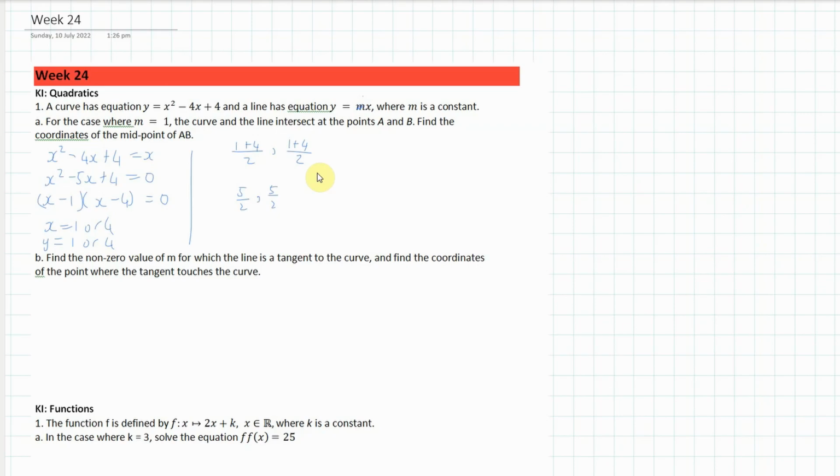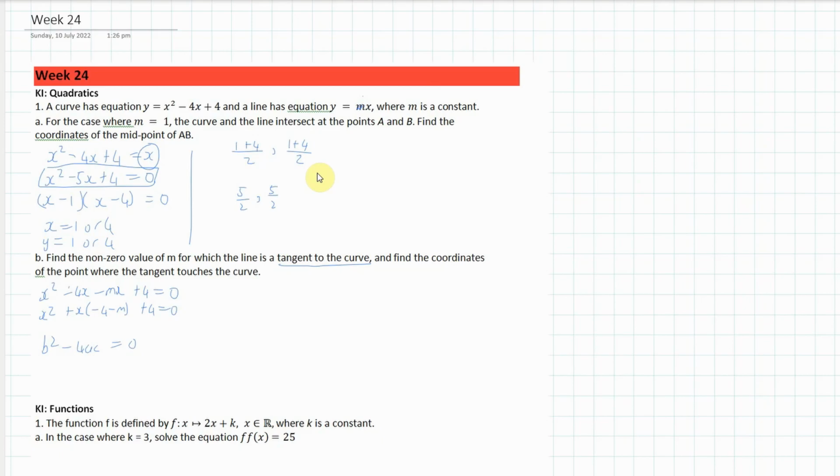So what we're going to do is take this here again, except that this time y is not x, it's mx. So when we take it across, we should get x squared minus 4x minus mx plus 4 equals 0. And we can factorize that, so we'll get x squared plus x into negative 4 minus m, plus 4 equals 0. Now, if it's a tangent to the curve, we know that b squared minus 4ac should be equal to 0 for it to have one root.